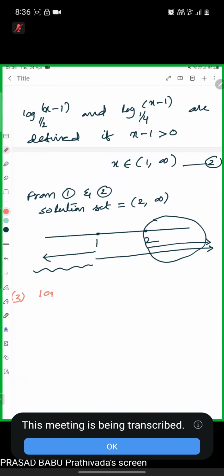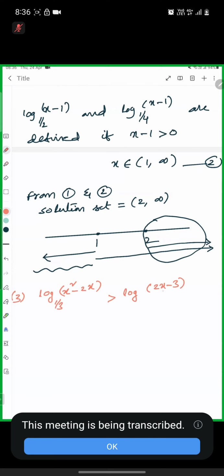Log of x square minus 2x to the base 1 by 3 greater than log of 2x minus 3 to the base 1 by 3.